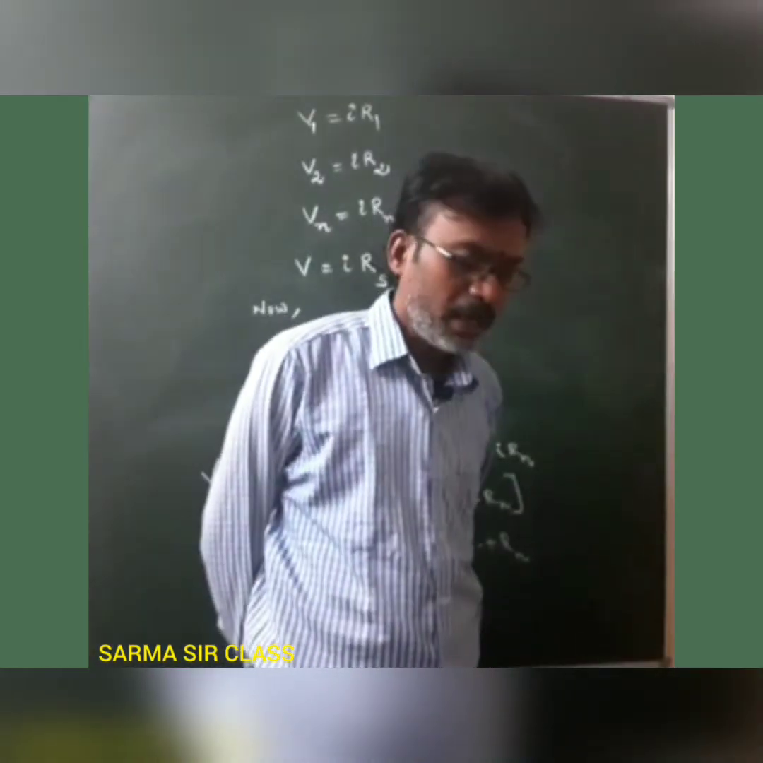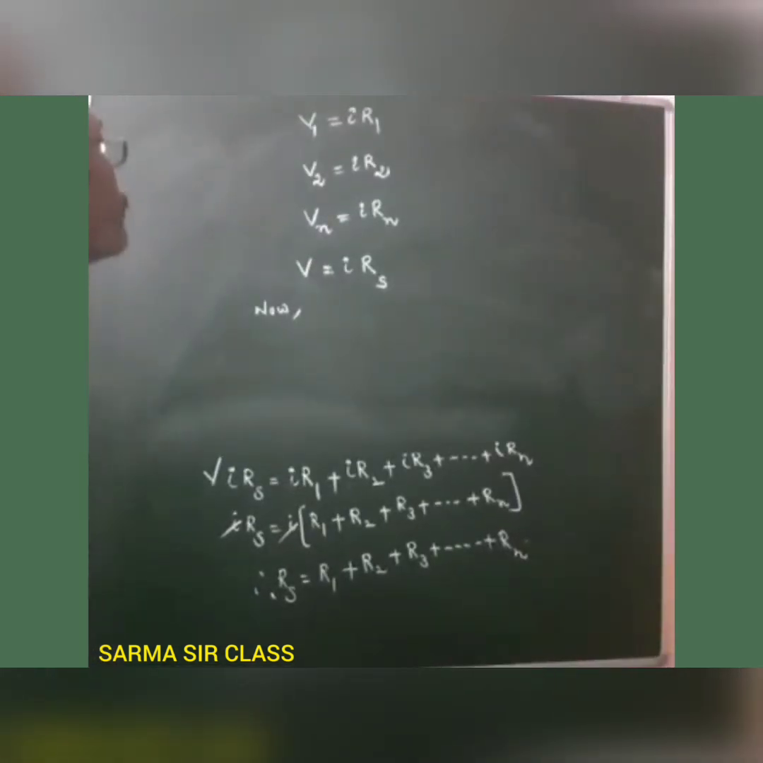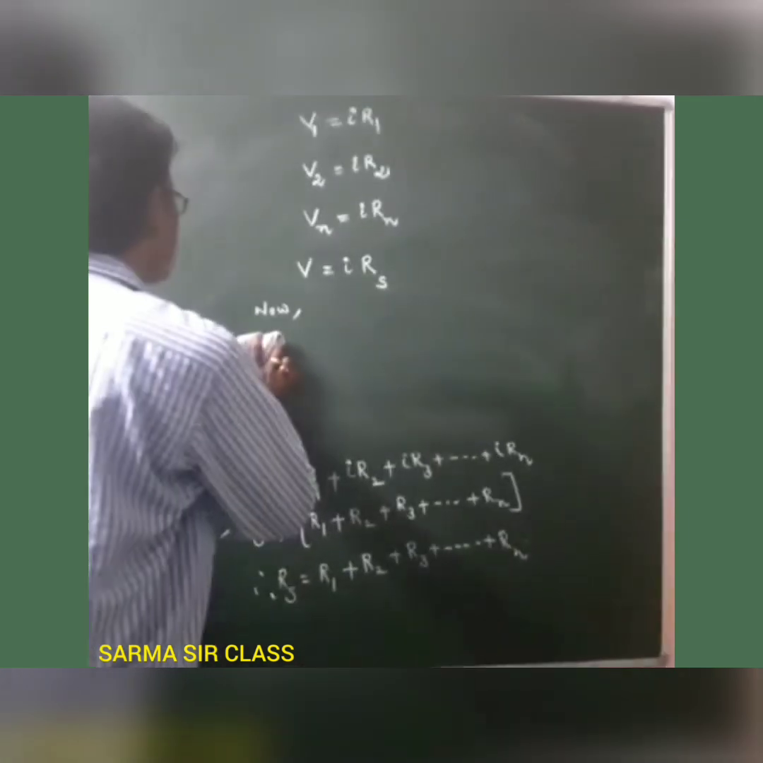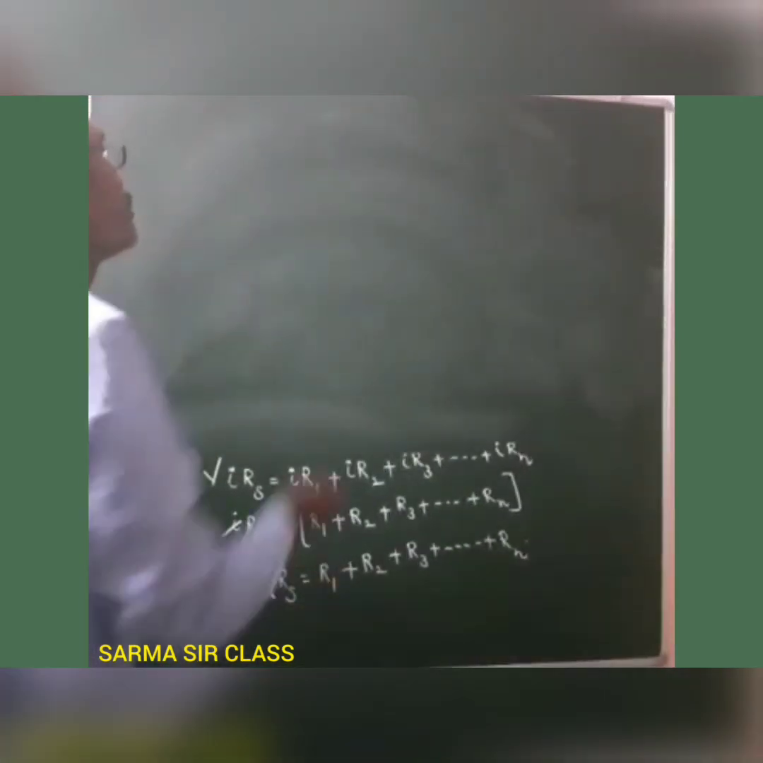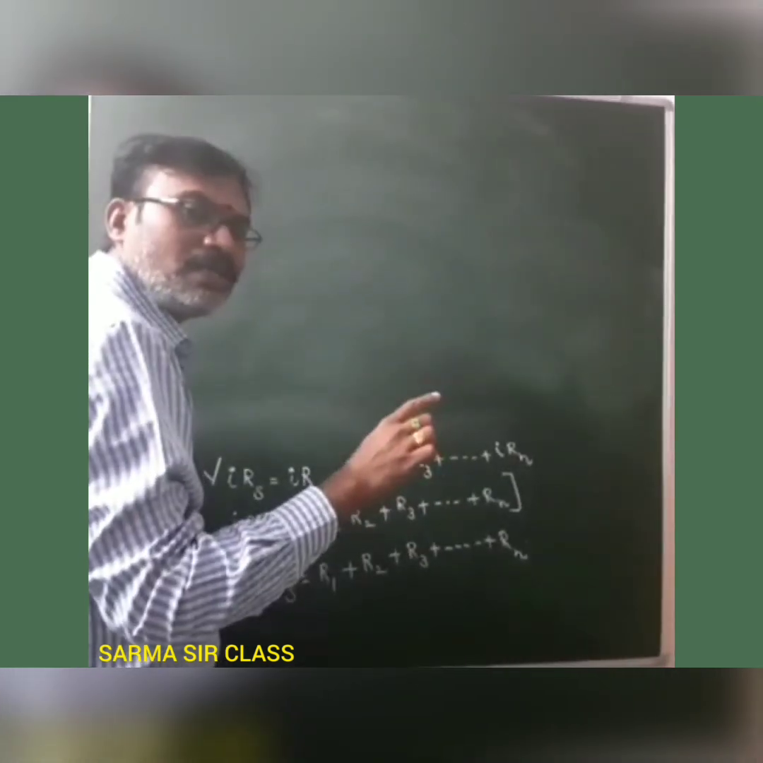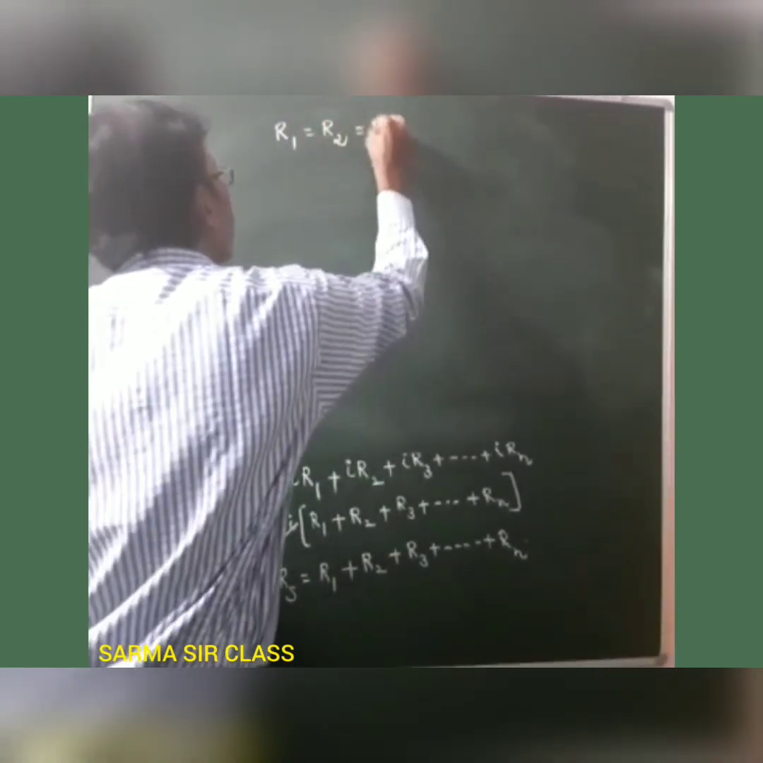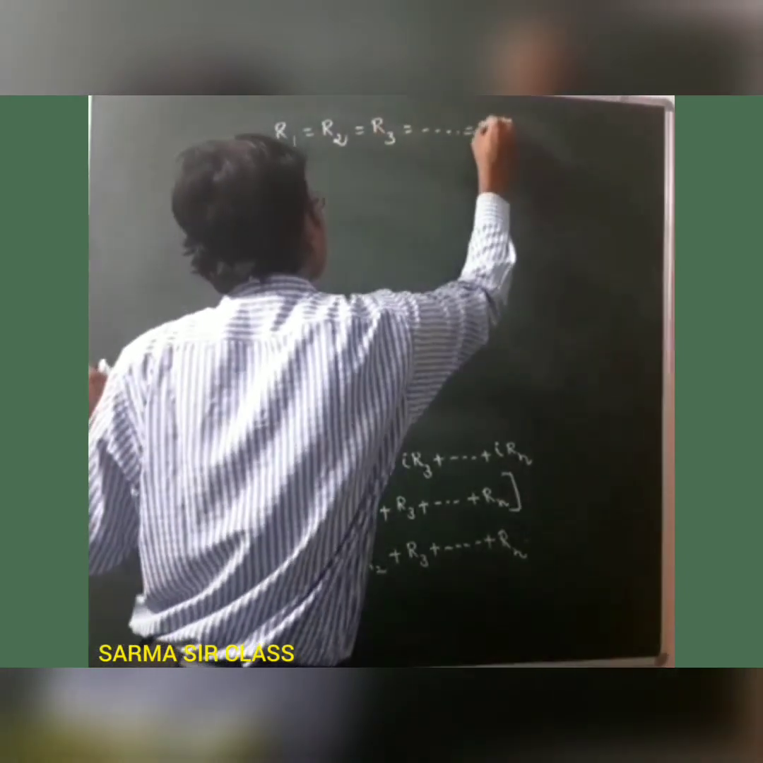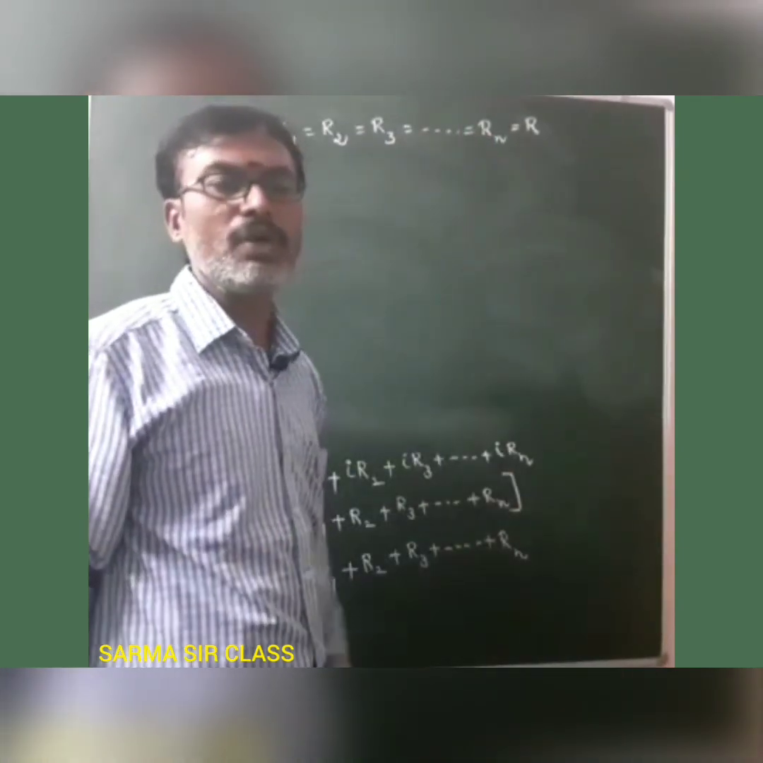Okay. Write on the next point. If identical resistors are present, what is the meaning of identical resistors? The resistance of all the resistors is the same. It means R1 equal to R2 equal to R3 equal to and so on equal to Rn, that is equal to R.